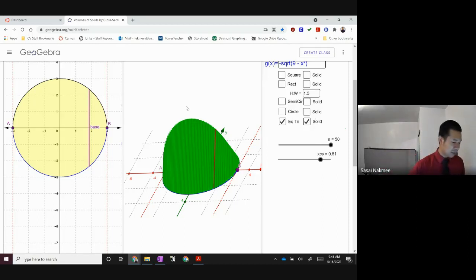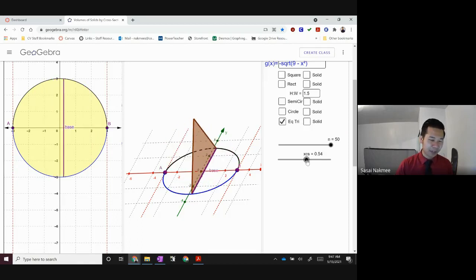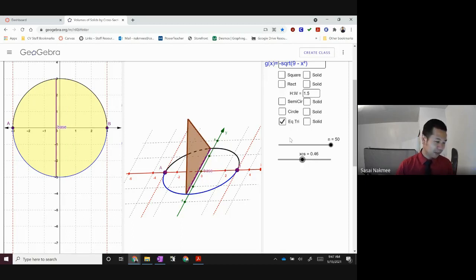Okay, so that's volume using cross sections. I think that's one of the easier ones to visualize, because when they do these types of problems, the cross sections are always going to be some kind of geometric shape that you can imagine, right? Square, rectangle, semicircle, circle, triangles, all those shapes right there.